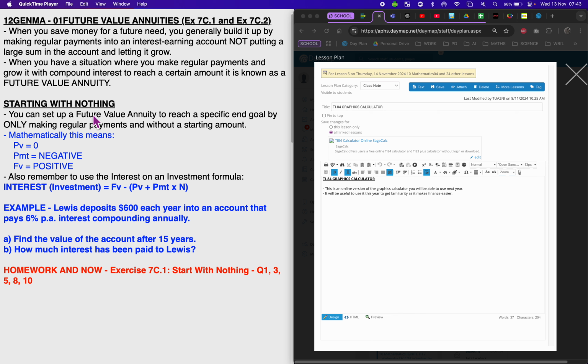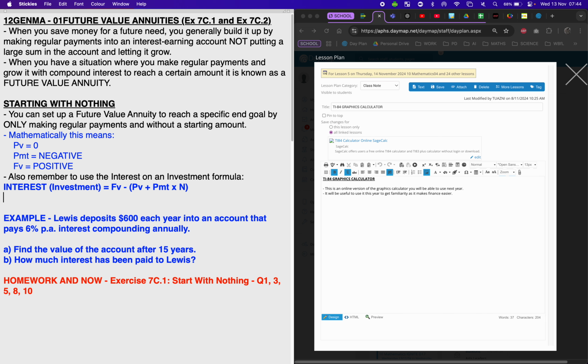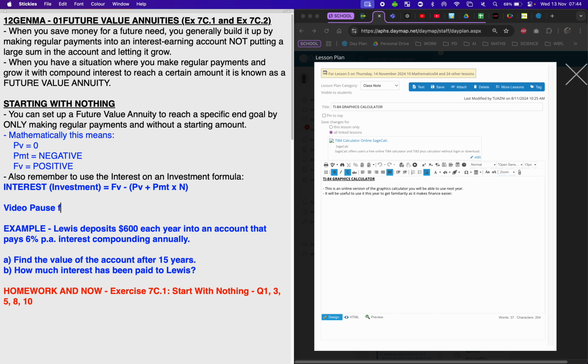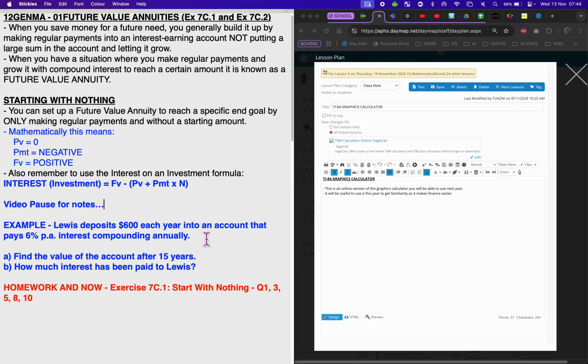So the first kind of annuity we're going to deal with is one where you start with nothing in the bank. You can set up a future value annuity to reach a specific end goal by only making regular payments and without a starting amount. Mathematically, in TVM Solver, this means PV is going to be 0, PMT is going to be negative, FV is going to be positive. Also, because it's a type of investment, you're going to use this interest formula to work out how much interest the bank pays you. So this would be the first opportunity to pause the video. Video pause for notes. But I'll move on for the sake of the video now.